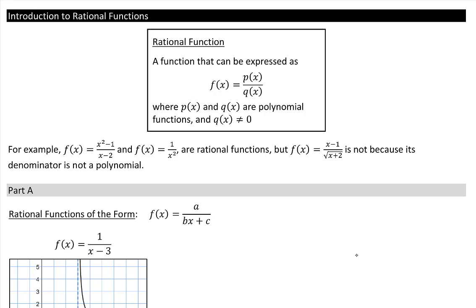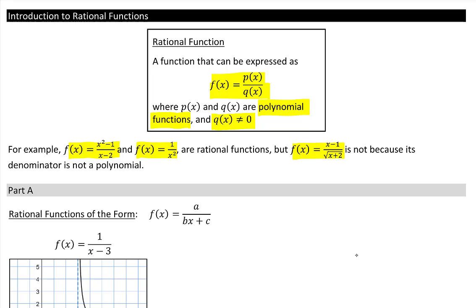So now we're going to take a look at rational functions. A rational function is a function that can be expressed as p of x over q of x, where p of x and q of x are polynomial functions, and q of x cannot equal 0. So some examples of rational functions are x squared over x minus 2 and 1 over x squared.